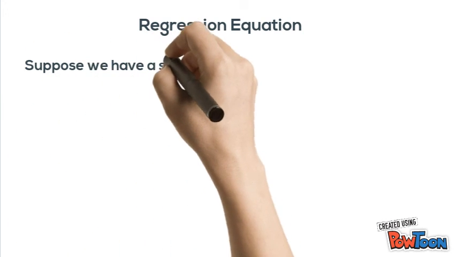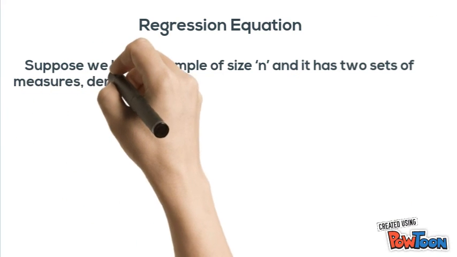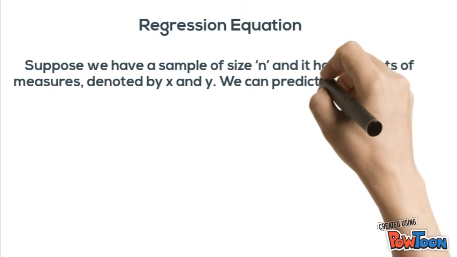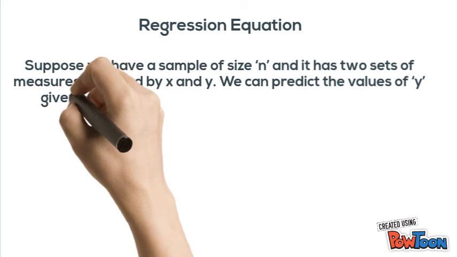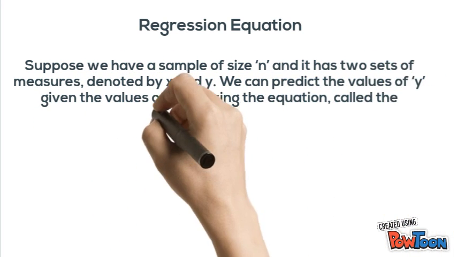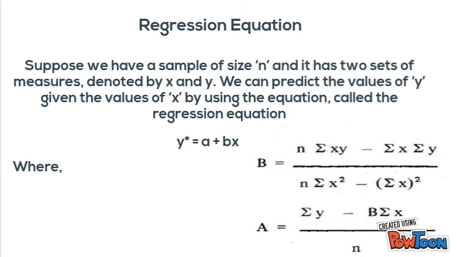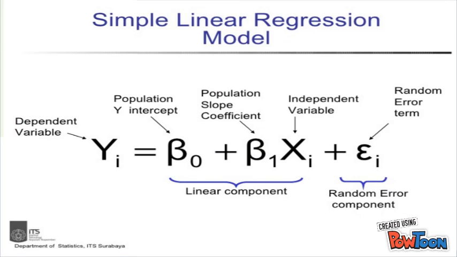Regression equation. Suppose we have a sample of size n, and it has two sets of measures, denoted by x and y. We can predict the values of y given the values of x by using the equation called the regression equation, y equals a plus bx. Next is the simple regression model equation: Y_i equals beta naught plus beta one x_i plus epsilon_i.